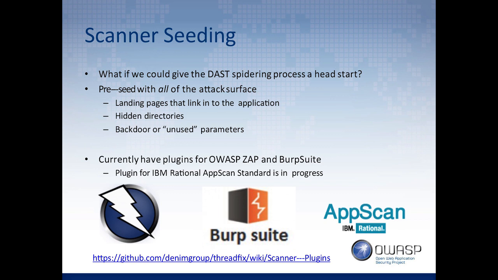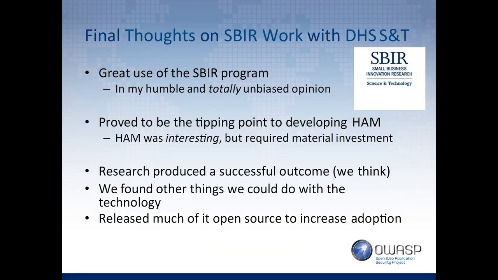What it also potentially identifies is backdoor or unused parameters, because you can look at all the parameters that you can pass in to this particular URL. Do we know what all of those are doing? Does each of those have a legitimate use? So we currently have plugins, as I mentioned before, for OWASP ZAP and for Burp Suite, and we've got an AppScan Standard plugin in progress. Today we're going to talk about OWASP ZAP because OWASP ZAP is awesome, and this is an OWASP meeting.